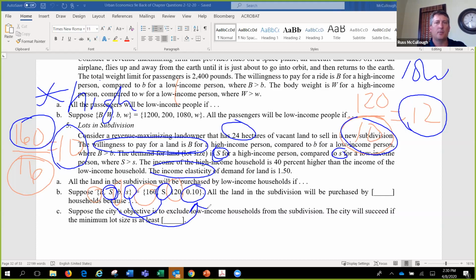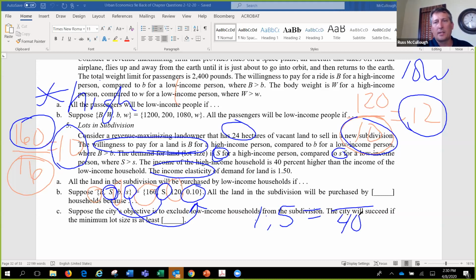So little s is 0.1, the demand for lot size. That's 0.1 of a hectare, by the way, right? So S is the lot size for the low income people. We've got our income elasticity. Would that help us out at all, the 1.5, with the low income people and the high income people? So we had a 40% higher household income.